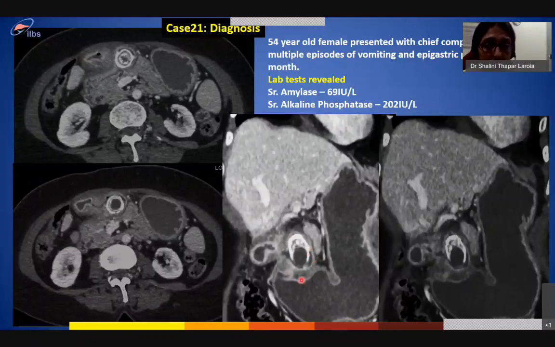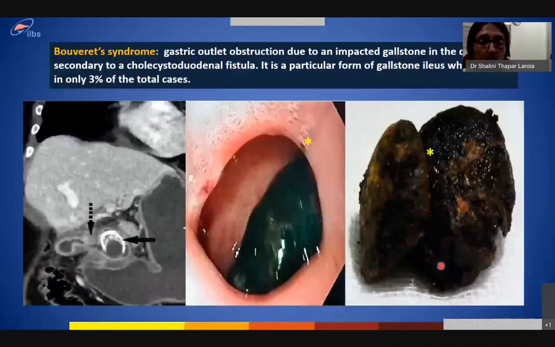This calculus was sitting there and look, the patient has gastric outlet obstruction. An endoscopy was performed and this large calculus that you see here was removed and was found embedded in the pylorus. And look at this section now, you can beautifully show the path or the track of this calculus, exactly like what happens in a gallstone ileus. So this is a sort of ileus.